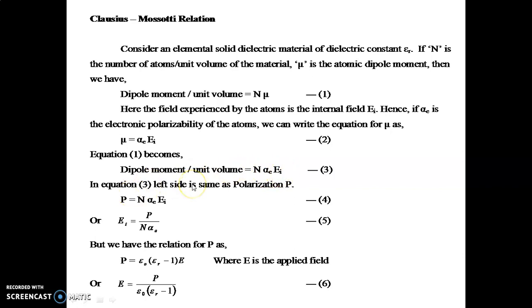Now in equation 3, the left side is the same as the polarization. You can write P is equal to n into alpha e into E_i, the equation for polarization. Cross multiplying, E_i is equal to P by n alpha e. But we have the standard equation for P in terms of the permittivity of free space epsilon naught and relative permittivity epsilon r: P is equal to epsilon naught into epsilon r minus 1 into E, where E is the applied field. Comparing these two equations, you will get E is equal to P divided by epsilon naught into epsilon r minus 1, as equation 6.